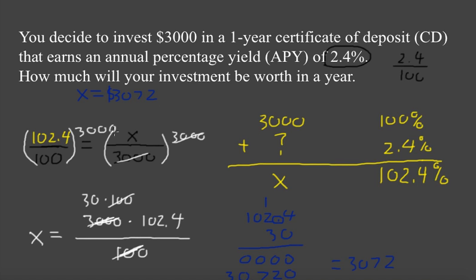Not a substantial amount of money, but at least you're still earning some money. And you did invest, and you did receive some profit. You received a profit of $72. If you want to look at it that way, you invested $3,000. Now you have $3,072. So you made a profit of $72. You can keep it in the bank, and it can just keep increasing every year by this 2.4%.